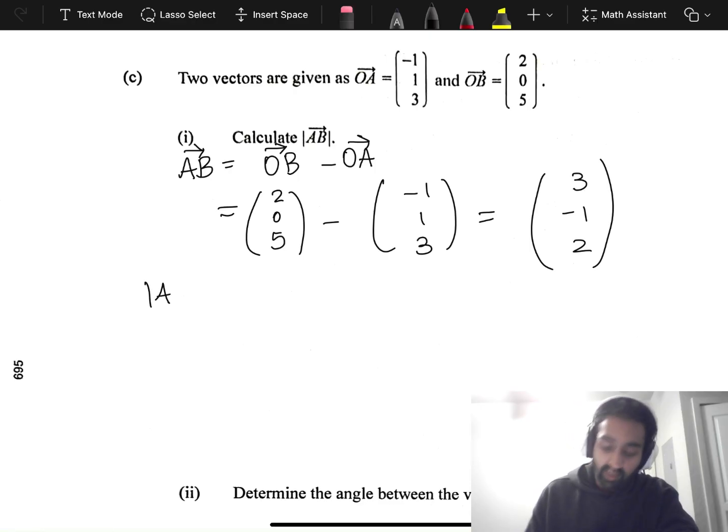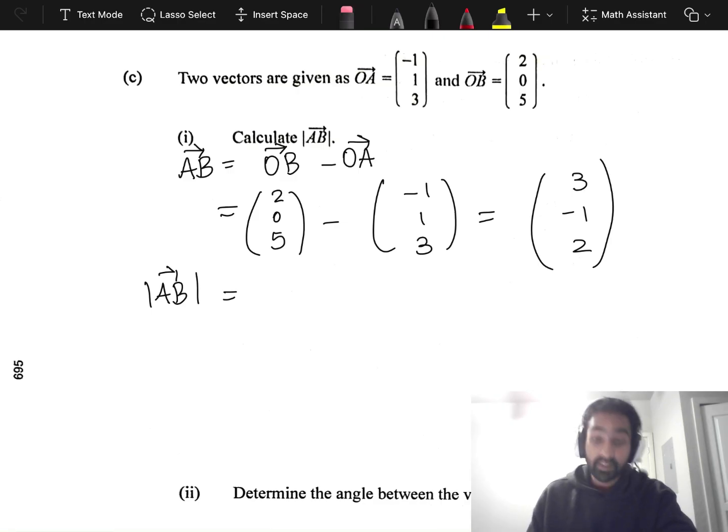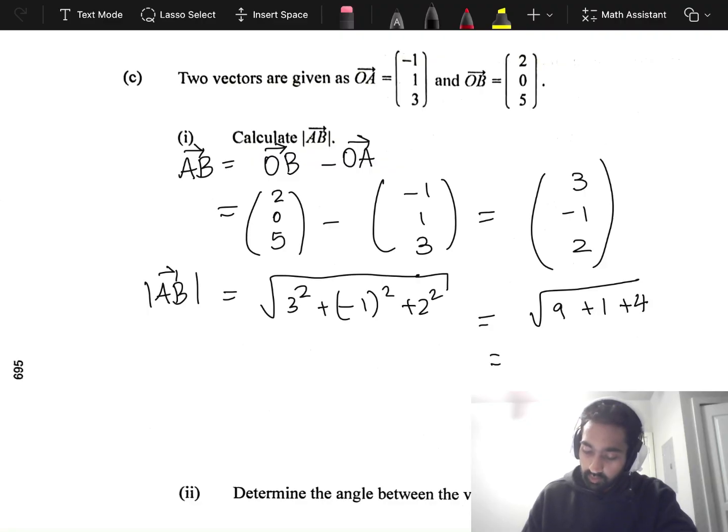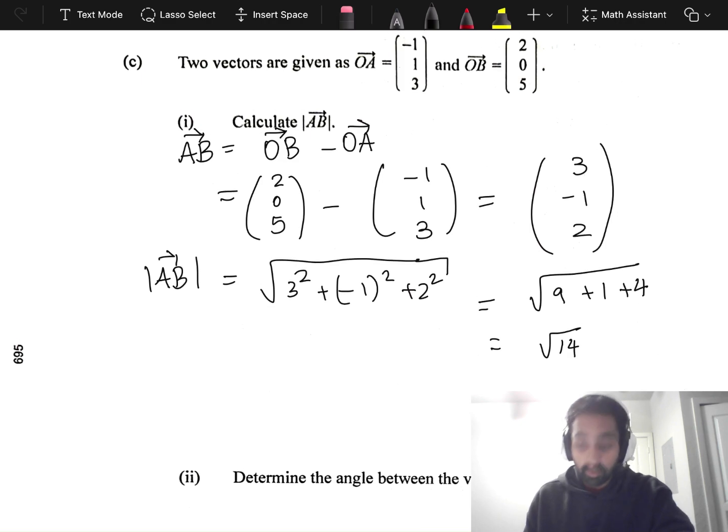And then the last thing is they didn't just want AB, they wanted the magnitude of AB. To find the magnitude of a vector, you take the square root of the x squared plus the y squared plus the z squared. So here the x squared is 3 squared, the y squared is minus 1 squared, and the z squared is 2 squared. So it's just the square root of 9 plus 1 plus 4, which is the square root of 14. That's the magnitude of AB.